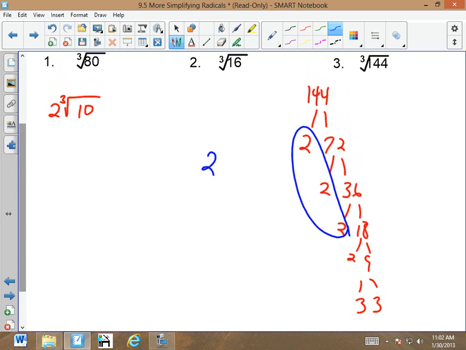Do I have any other 3s? Do I have any other triplets? Really, where's my other triplet? But they're not the same. 2, 3, and 3 are not the same, so they're not a triplet. Triplets look exactly the same. So I have to make sure you keep a cube here.